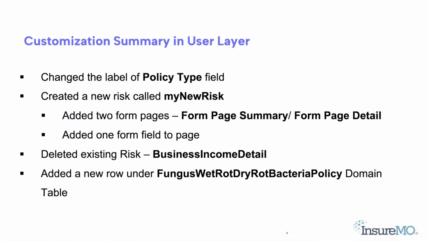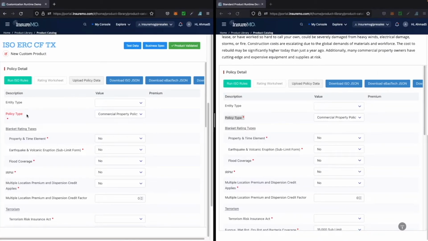The next customization that was made in part 1 was that we added a new risk, which is my new risk under policy. We then added 2 form pages under that risk, a summary form page and a details form page. Then we attached a new form field to each of these form pages. Let's see how that is represented in the runtime.